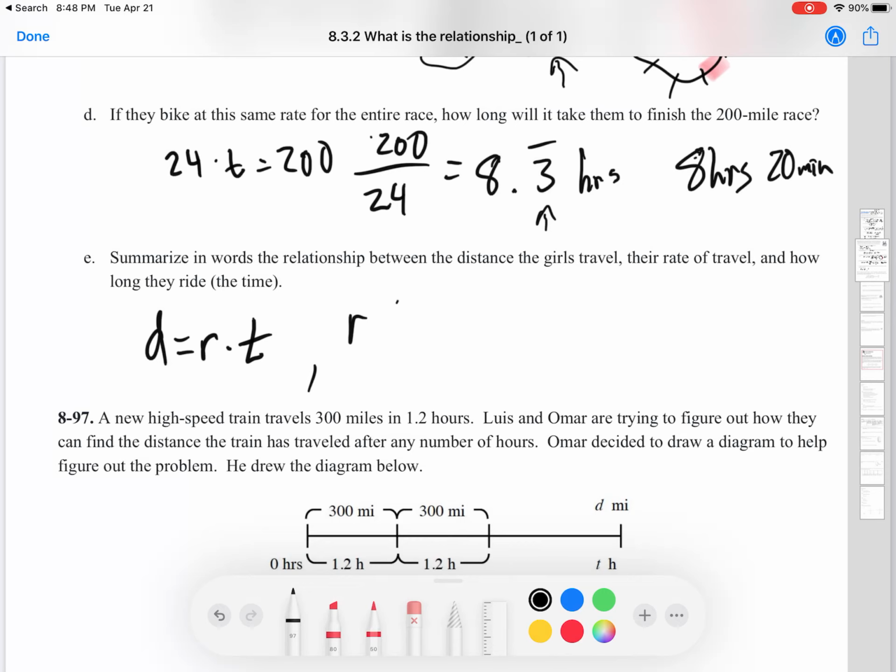And here's the bonus too. Rate equals distance divided by time. And here's the other bonus one. Time equals distance divided by rate. Okay, so those are the key ones that we get out of that.